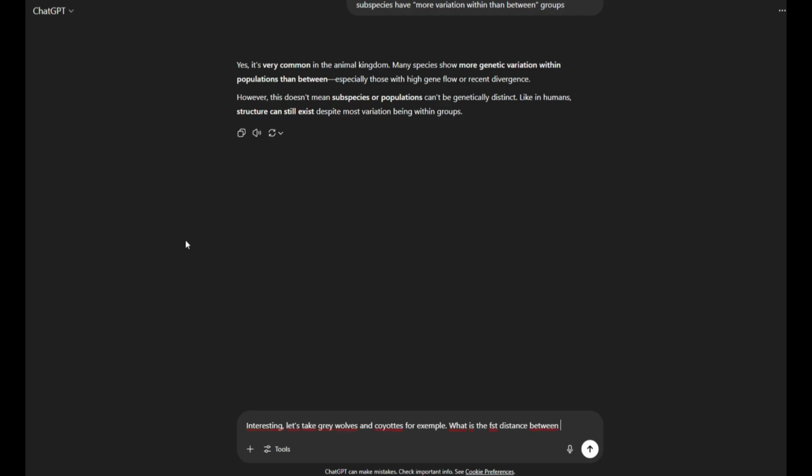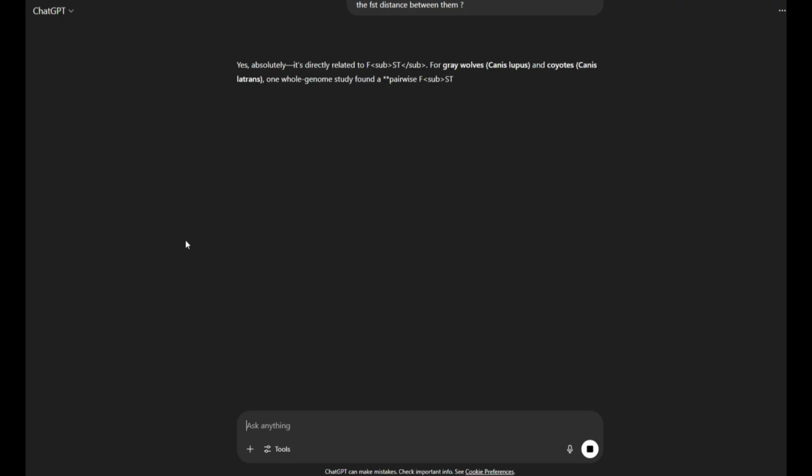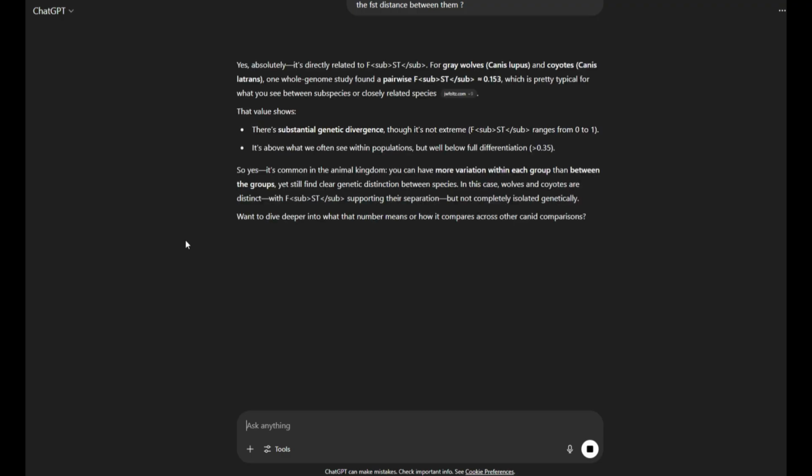Interesting. Let's take gray wolves and coyotes, for example. What is the FST distance between them? Yes, absolutely. It's directly related to FST. For gray wolves, Canis lupus, and coyotes, Canis latrans, one whole genome study found a pairwise FST around 0.153, which is pretty typical for what you see between subspecies or closely related species. That value shows there's substantial genetic divergence, though it's not extreme.